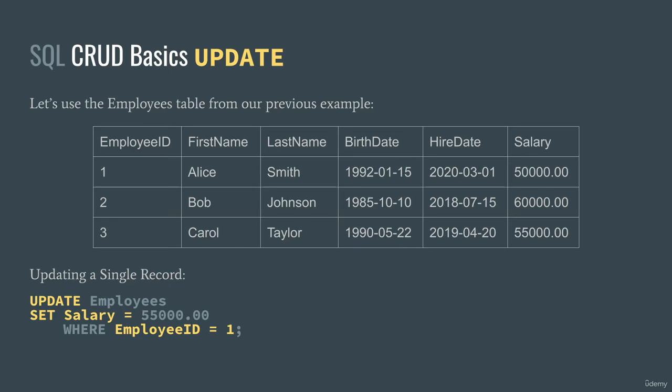To demonstrate the update statement, let's look at the employees table we used earlier. Suppose we want to update a single record, Alice's salary. We use the update command with the table name employees, followed by set salary equals 55,000, specifying the new salary amount. To target Alice's record, we include a where clause to limit the update to the row where employee ID is 1. This ensures that only Alice's salary is modified, while the other records remain unchanged.